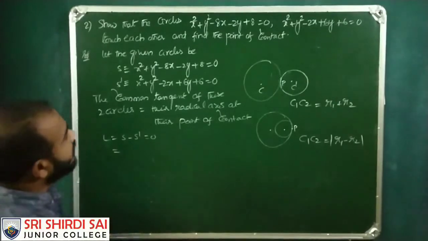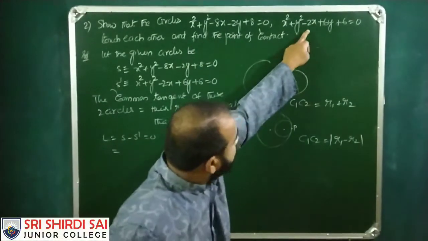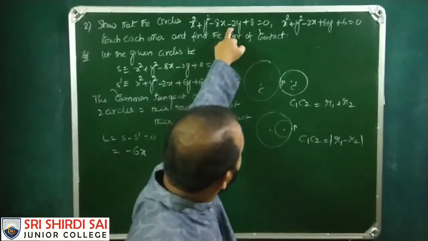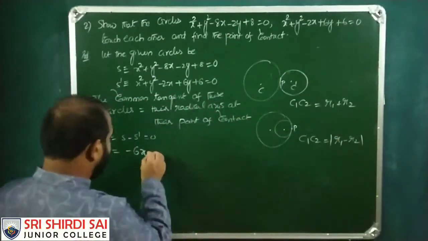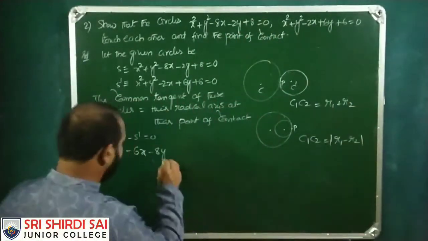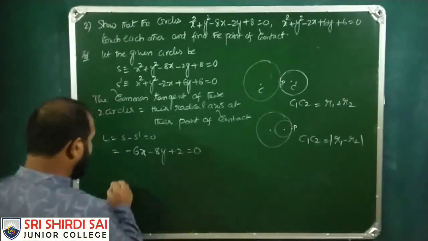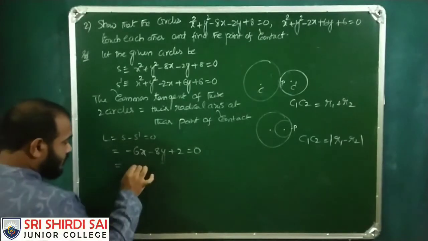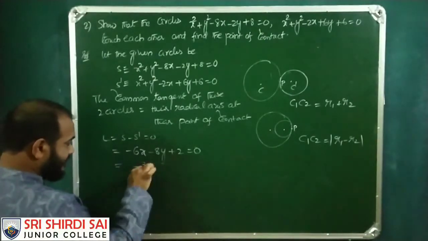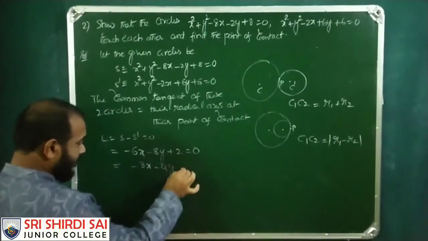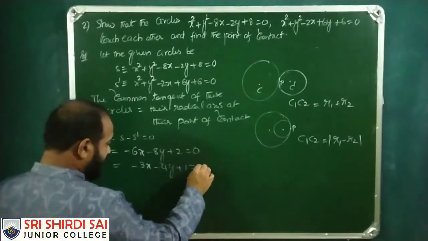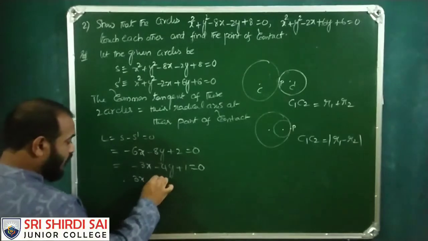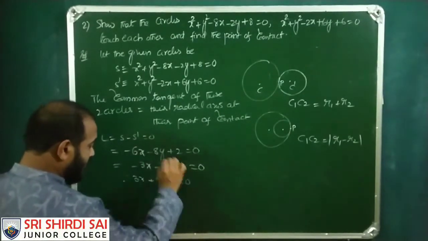Therefore L is equal to S minus S dash equals 0. This is minus 8x plus 2x minus 6x minus 2y minus 6y minus 8 minus 6 plus 2 equals 0. So this is equal to, take 2 in common, minus 3x minus 4y plus 1 equals 0. If you take minus in common, 3x plus 4y minus 1 equals 0.